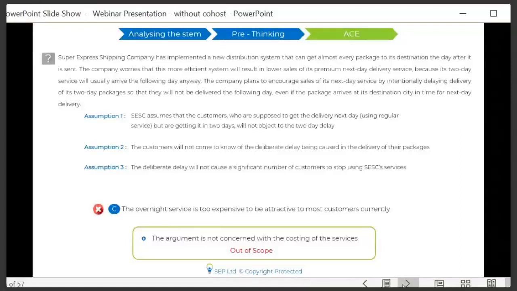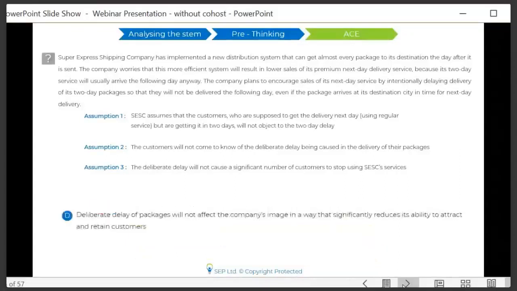Okay, let us now move to choice D. Deliberate delay of packages will not affect the company's image in a way that significantly reduces its ability to attract and retain customers. Now, in short, what D is saying is along the lines of assumption three, okay? Assumption three was that the deliberate delay will not cause a significant number of customers to stop using SESC services. And this says it will not affect the company's image such that a significant number of customers are reduced. So choice D is the correct answer choice.